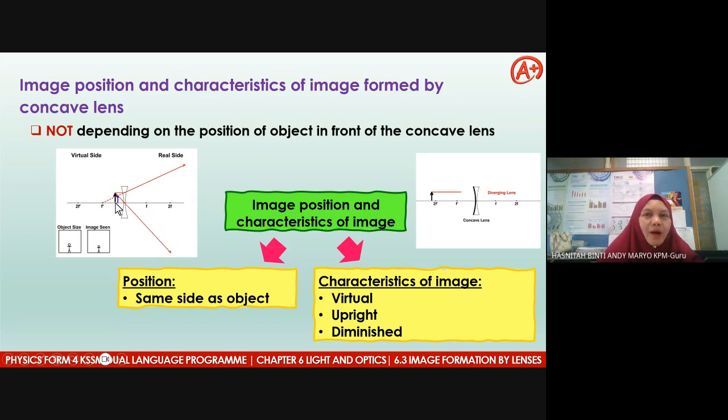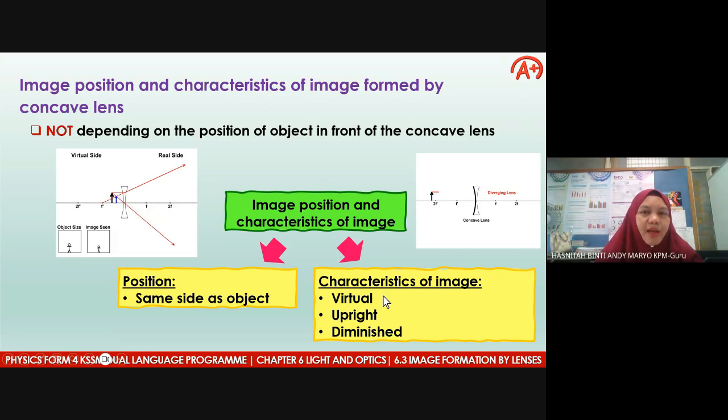So in conclusion, we can say the image formed by a concave lens is always formed at the same side as the object. It doesn't matter where we place the object, the characteristic of the image is always, number 1, virtual. Second, always upright. And third, always diminished, meaning smaller than the object, as you can see from the GIF here. So this is how we draw the light ray parallel to the principal axis diverging out after passing through the concave lens.